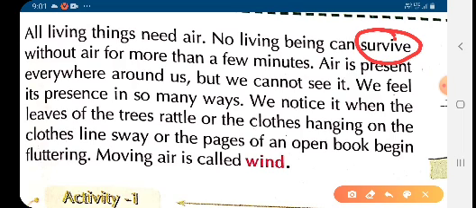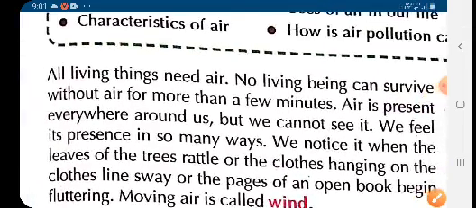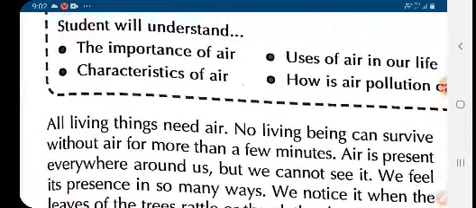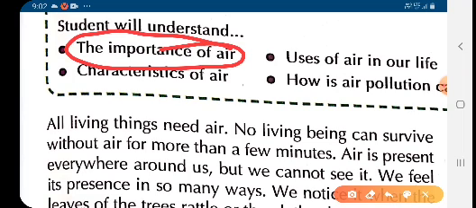So, children, now we have understood how important air is. In this paragraph, we have studied about the importance of air. Our first topic is the importance of air. So, let us revise once again, children.